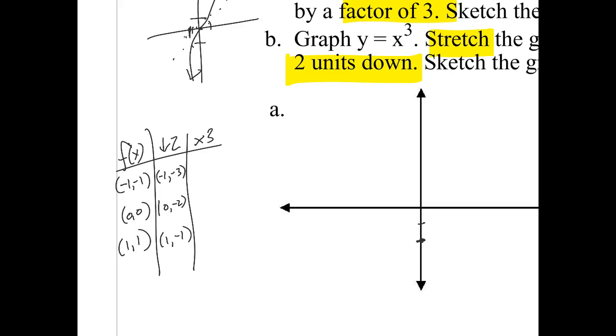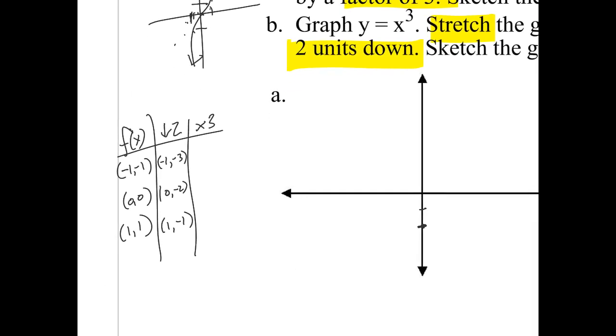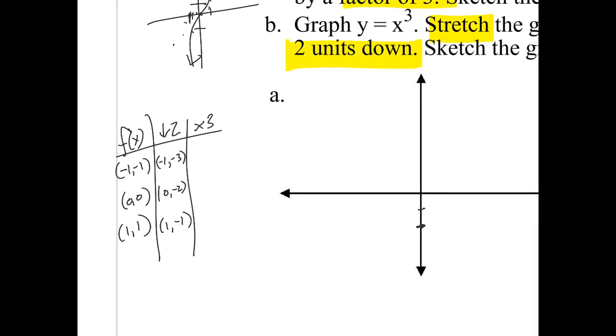Then to stretch it vertically by 3 means I'm going to be multiplying my y value by 3. And I don't think it says specifically stretch. Oh, the first one says vertically. So assume we're doing vertically for both. So I would multiply the y value by 3. So I've got -1, that's still unchanged, but now I'm working with -9, (0, -6), and (1, -3).